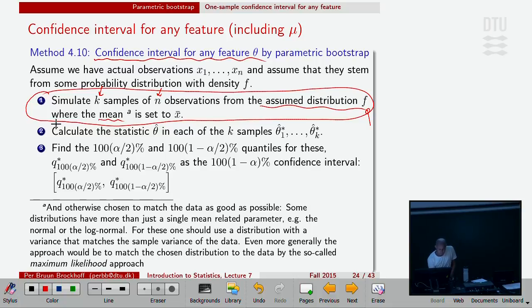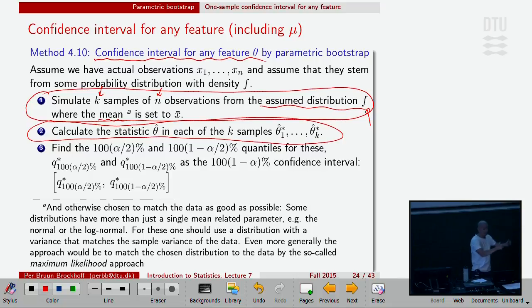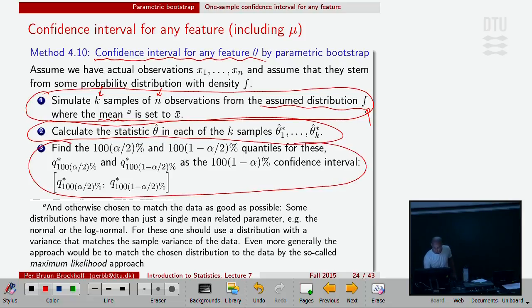We simulate. We calculate many times whatever we need to calculate: the mean or the median or whatever. I call it theta hat. Whatever I'm doing statistics on, I calculate it many times, and at the end, I look at the quantiles. That's the 3 points. Put into formal procedural language: simulate, calculate, look at the quantiles. And in R, it's almost just 2, 3 steps, right?